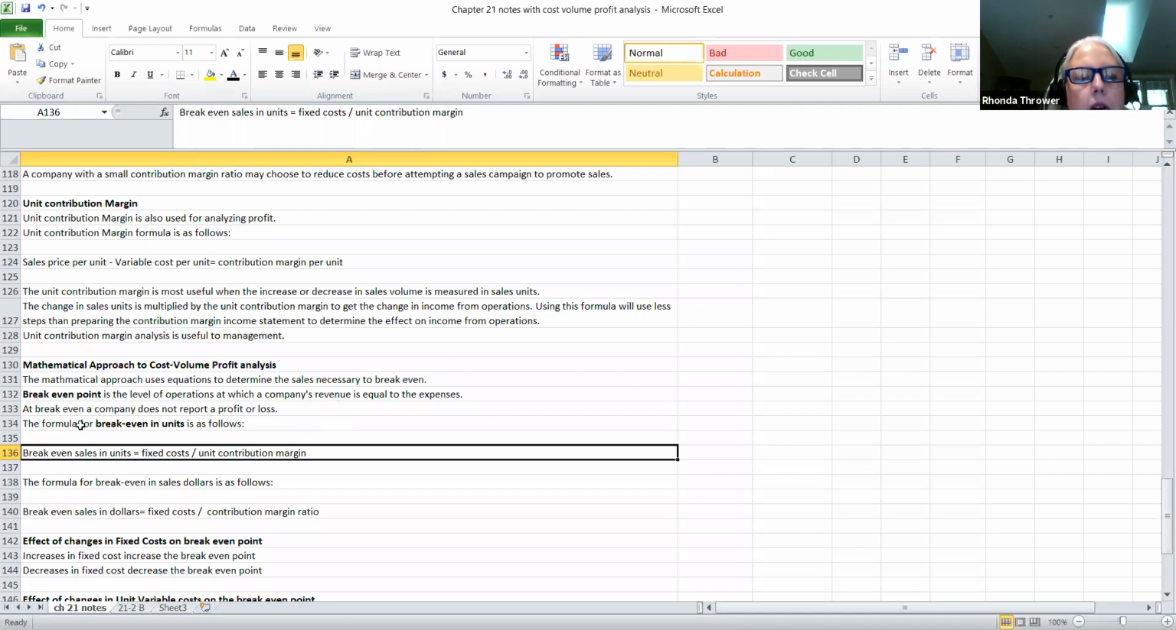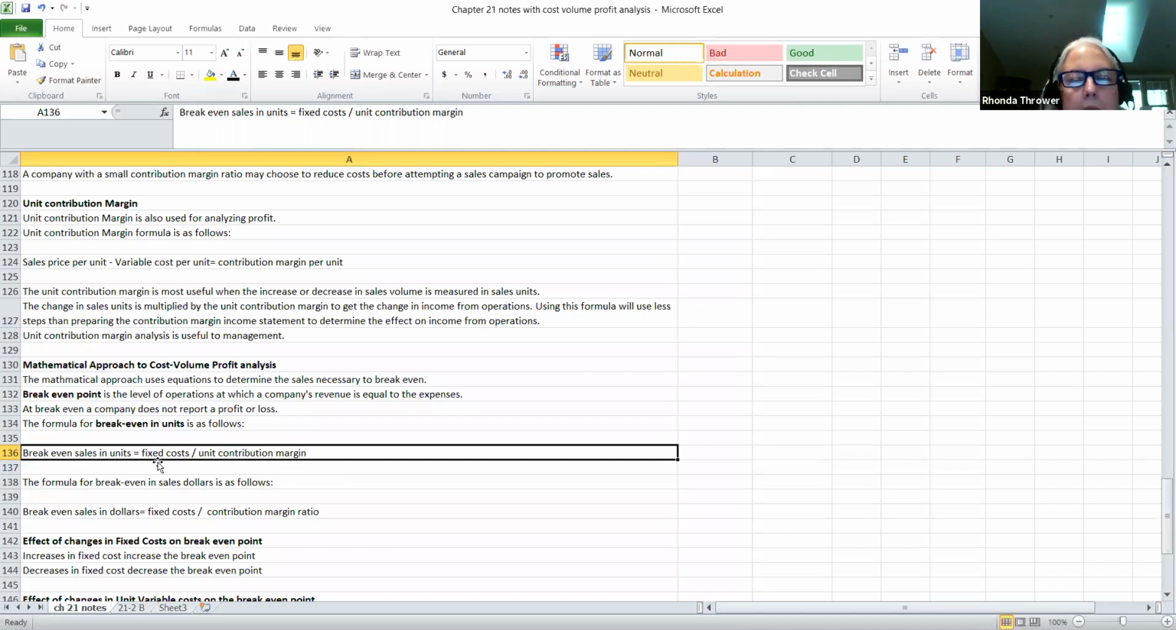At break even, the formula is going to be this: break even sales in units, and let me emphasize that we're talking about units here, is going to be equal to your fixed cost divided by the unit contribution margin. So if we wanted to determine break-even sales in units, the number of units that it takes for us to break even, where we're not making a profit, we're not making a loss, we're just breaking even, we can use this formula to help us to determine what the break-even sales in units are going to be.